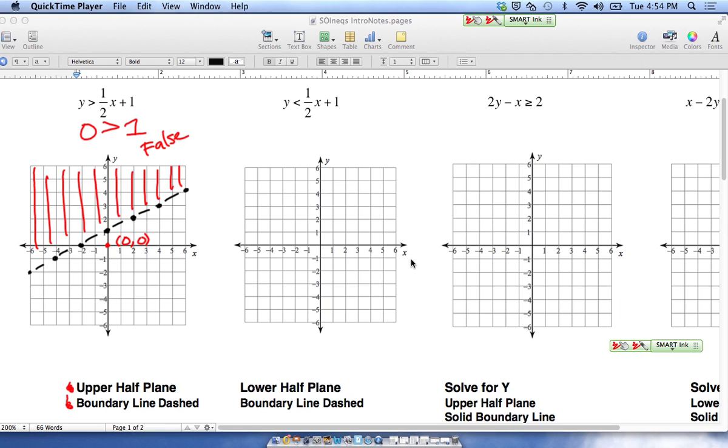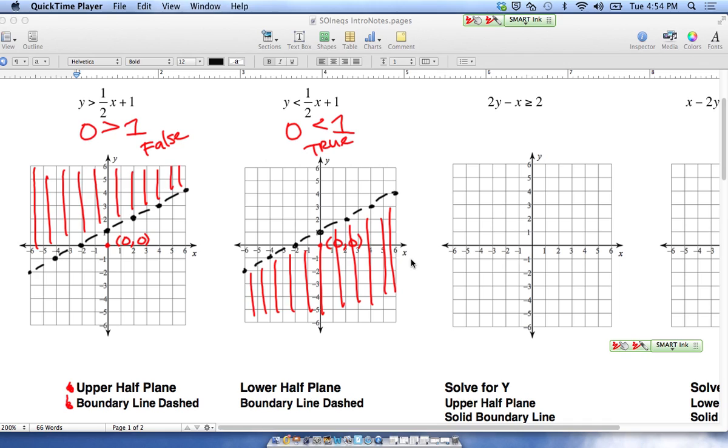So let's look at the second example. I now have y is less than the same equation, the same line, so let's graph it. And once again, it's a strict less than, a strict inequality. So when I sketch in my line, it's a dashed line. And testing 0, 0 once again, coming back to my inequality with the substitutions, 0 is less than 1. That is a true statement. So that means that all of the solutions to this linear inequality lie below the line. So I would shade the lower half plane. This is the lower half plane, and the boundary line is the dashed line.